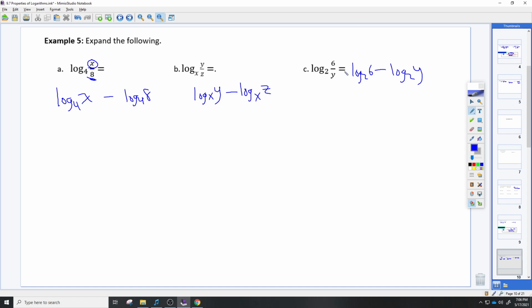So this one might be more obvious as to why this would be advantageous to split them up. This you could actually get a number for, but if it was like this, you would not be able to figure out the number because there's a variable here. This would give you a number though. You could type that into the calculator and get an answer. This one you could not. There's a y there.